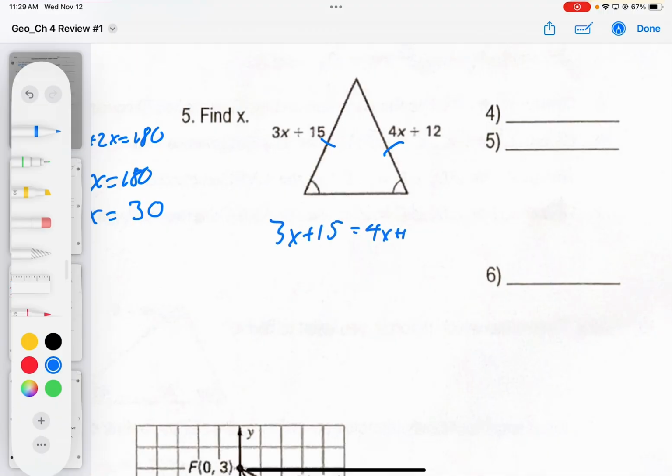Yeah, that's fine. So then you solve for x. Subtract 3x from both sides. Subtract 12 from both sides. You get x equals 3. Okay. All right.